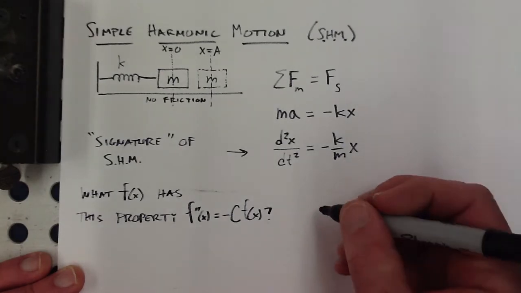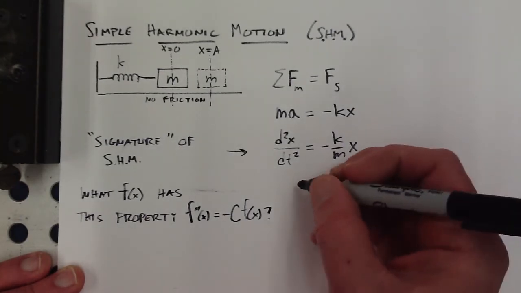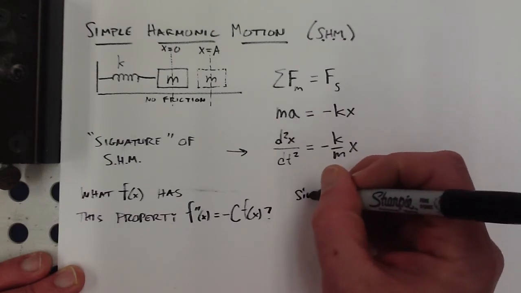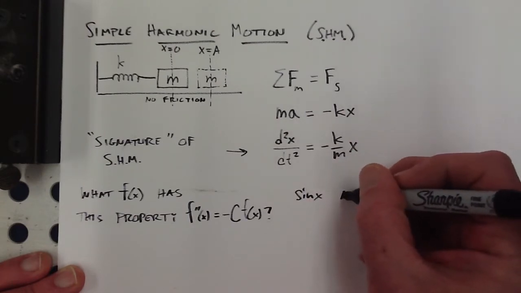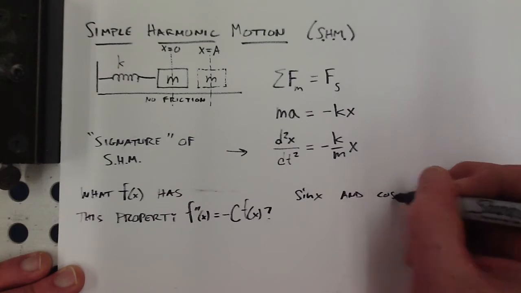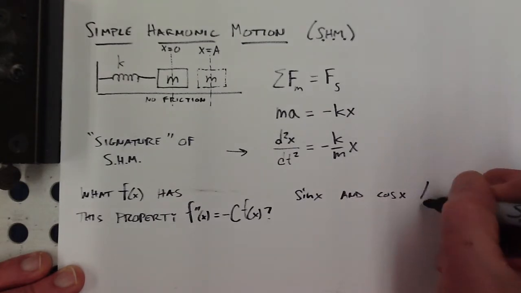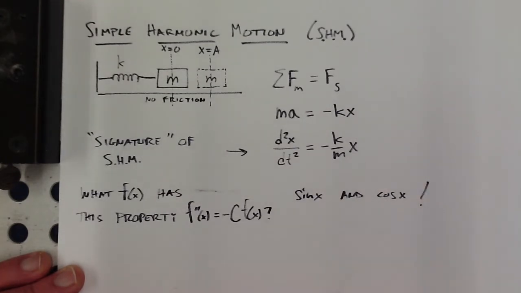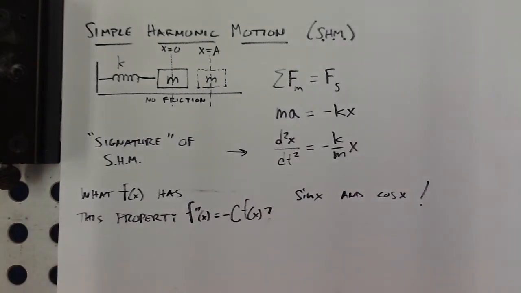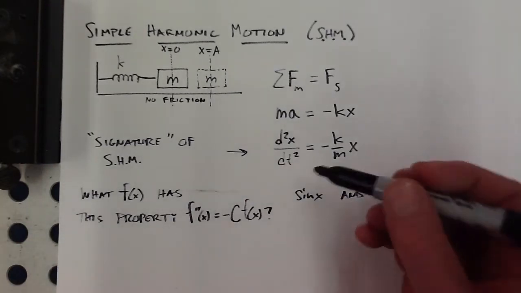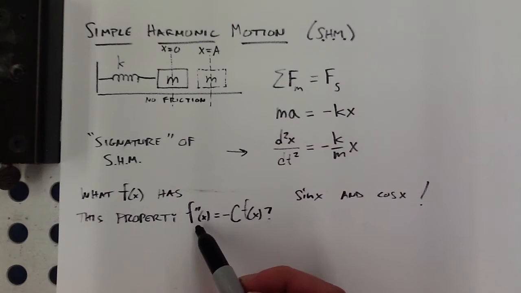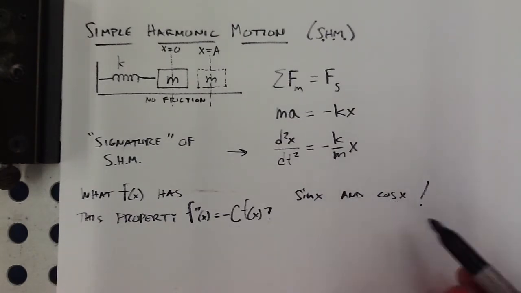Sine and cosine, right? Because that's just an exclamation point because I'm excited about that, not a factorial, because cosine x factorial doesn't really mean anything. So sine and cosine do. Well, the second derivative of the sine function is negative sine, right? And the second derivative of the cosine function is negative cosine. Those are the functions that have that property.